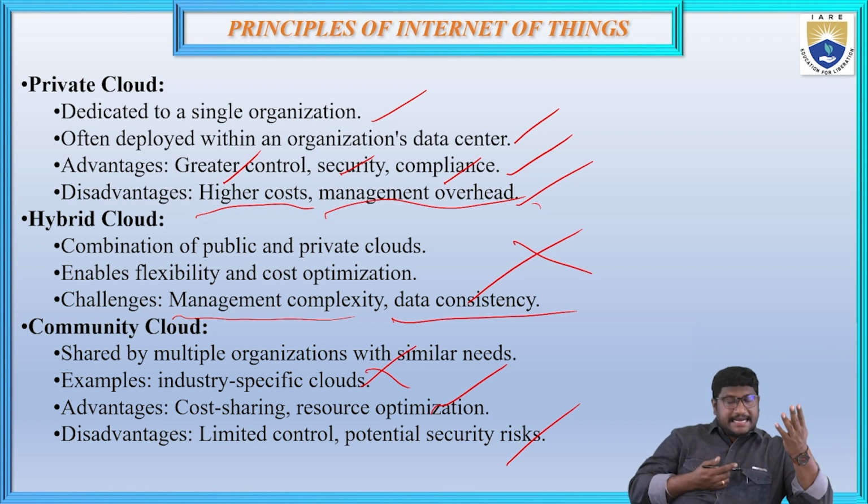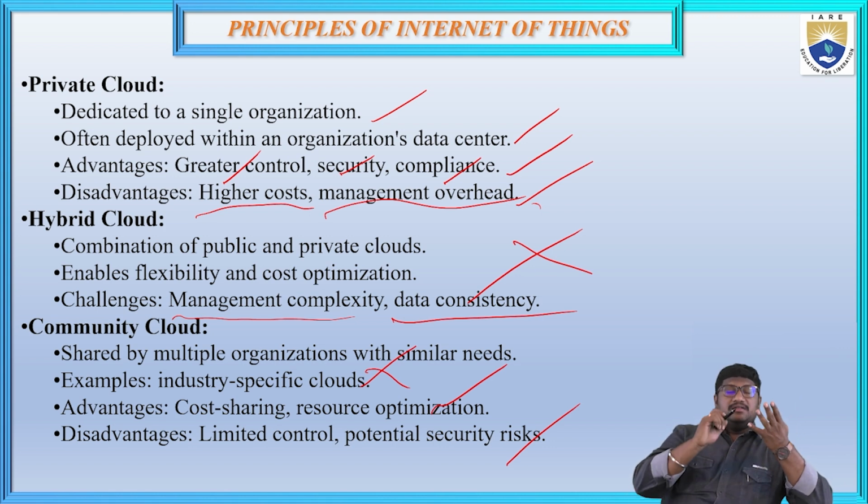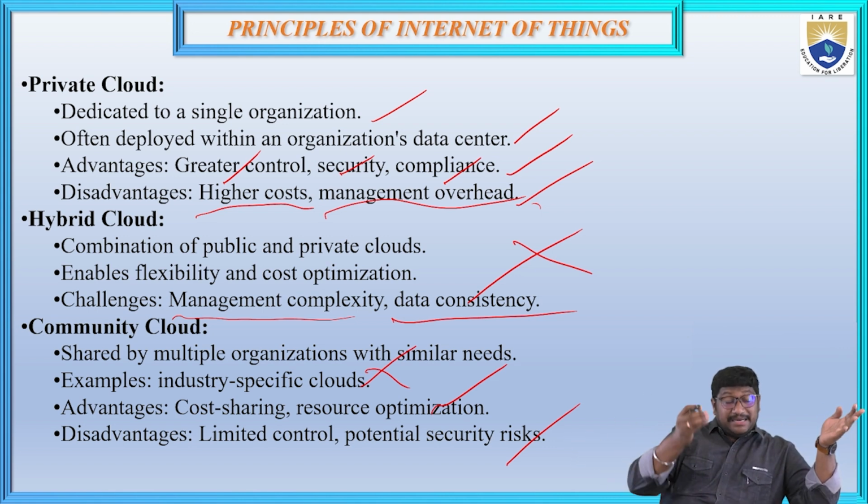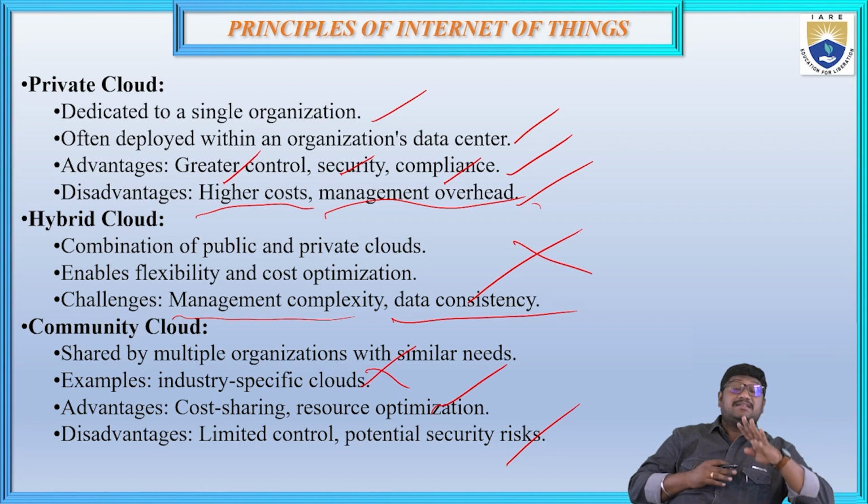So what are the four different kinds of clouds which we discussed so far? The first one is public cloud, which is for each individual who has internet. Next, private cloud, which is for only a single organization. Coming to hybrid cloud, which is a combination of public and private. And coming to community, it is shared between multiple organizations who have similar kinds of needs, guys. These are the four different kinds of clouds. Once again, public, private, hybrid, community.